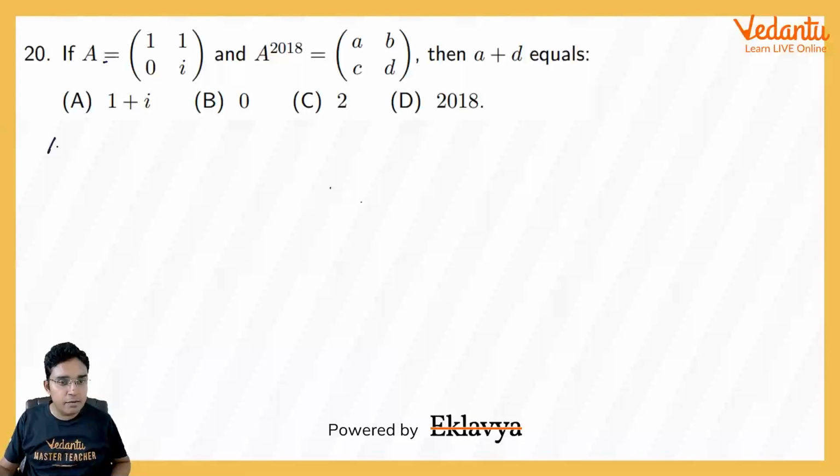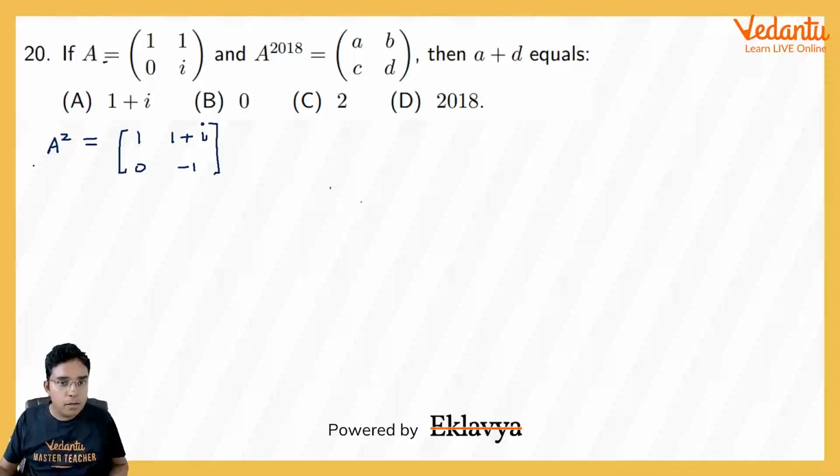One is that let us try to find what A square is. So if I find A square, first row, first column, it will be 1 here. First row, second column, so 1 plus iota here. Then second row, first column, I think 0 here. Second row, second column, iota square, that is minus 1 here.